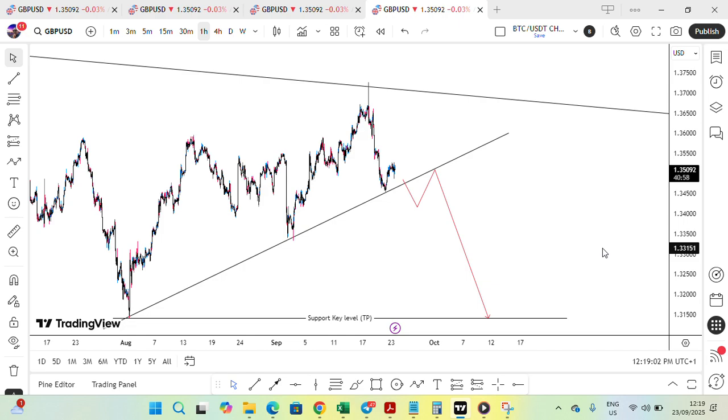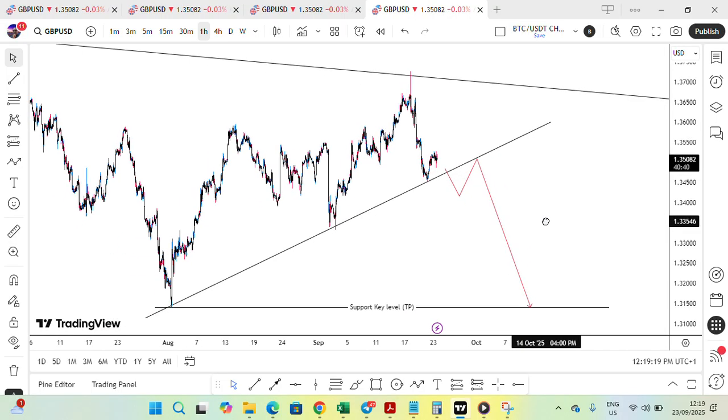You have to wait for price action to print out. You have to wait for the right setup. And the right setup is we want to see a break of structure, a retest of structure, then we take the market to the downside towards take profit. So that's how we are going to trade this market.